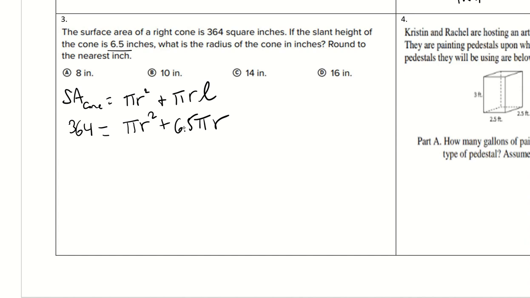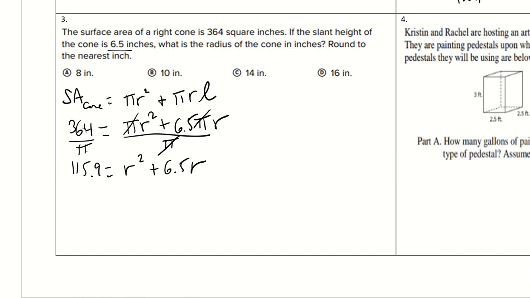So now I'm going to get rid of the pi's. So I'm going to divide both sides by pi. That way these cancel, and I don't have those pi's messing around. So 364 divided by pi, let's do that on the calculator. That's about 115.9. And then we have r squared plus 6.5r. All right, so now that looks cleaner.